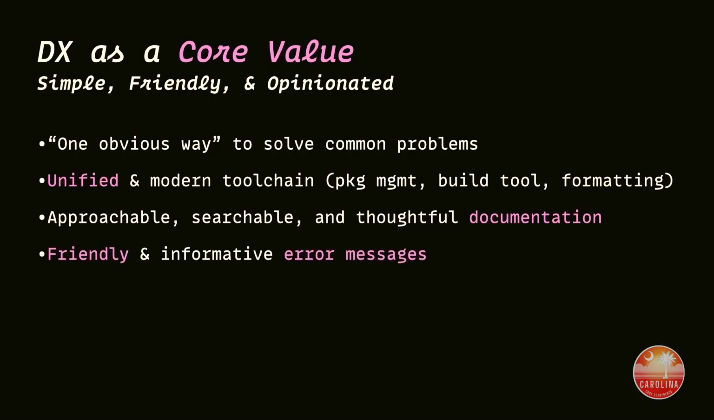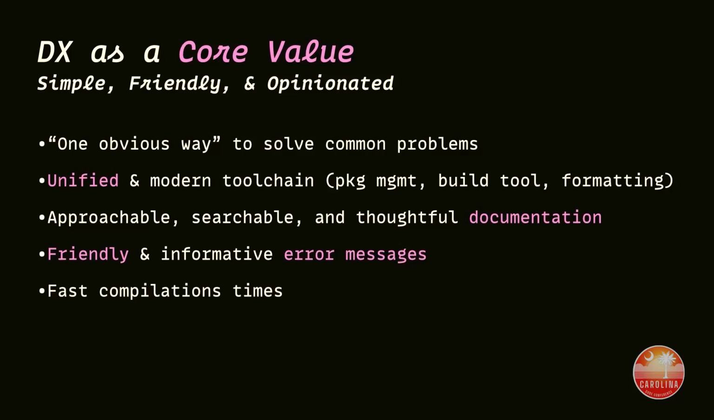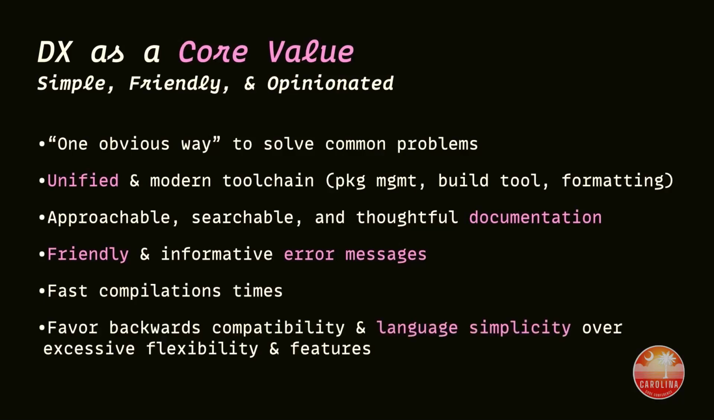I also want friendly and informative error messages. I think two languages that get this right are Elm. Has anyone written Elm in here? A couple. Elm, hands down, has the best error messages across any language ever. Rust adopts a similar style to Elm error messages, just a little bit more complex just due to the nature of the language. I want fast compilation times, and I want the language to favor backwards compatibility, and more specifically, language simplicity over excessive flexibility and features.